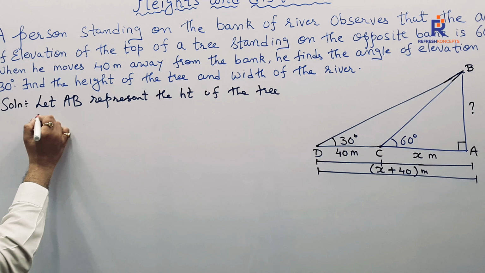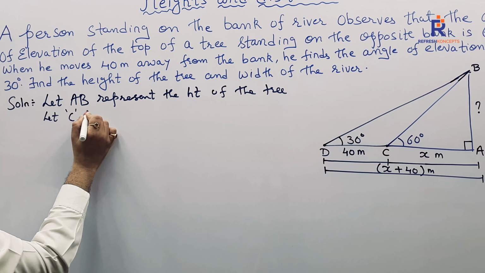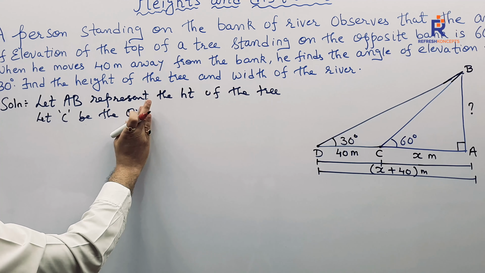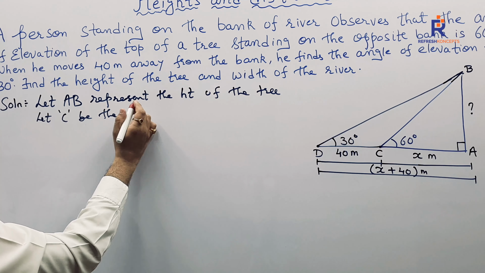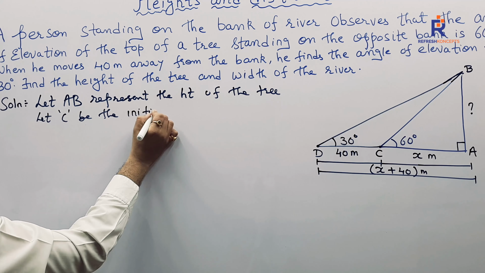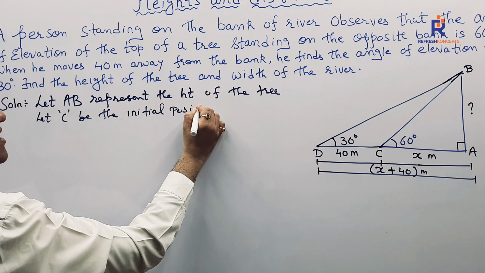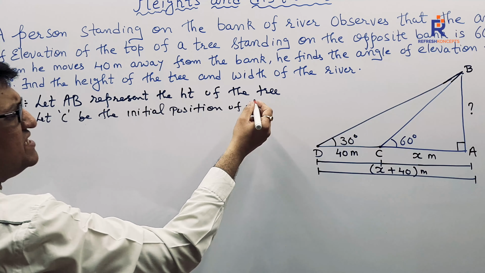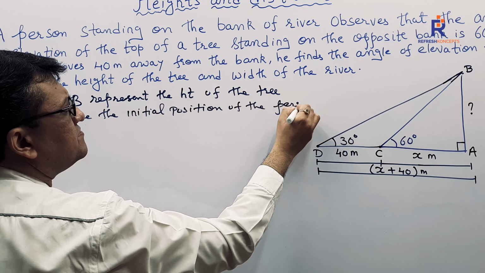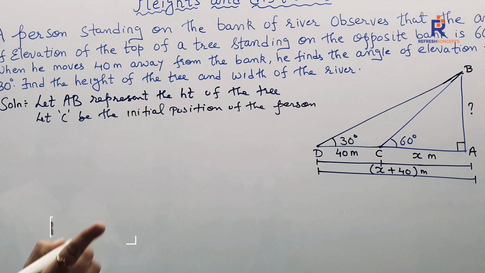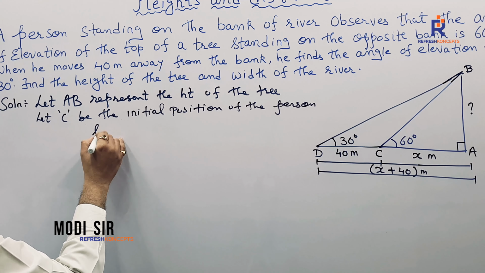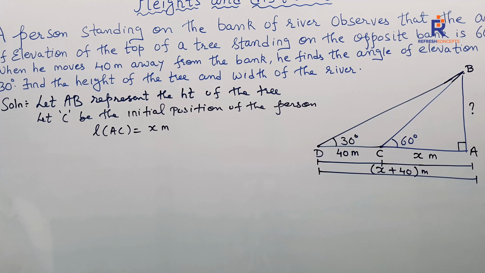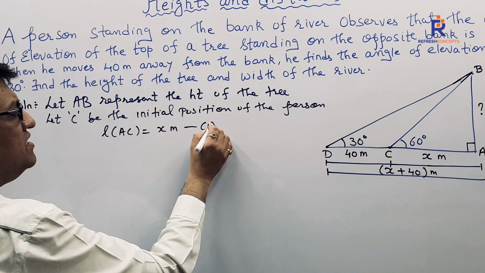Next, let C be the initial position of the observer, a person. Instead of original, you can use the word initial. You can say initial position of the person. We have said let AC be x centimeter, so we'll say let AC be x meter. This is equation number 1.